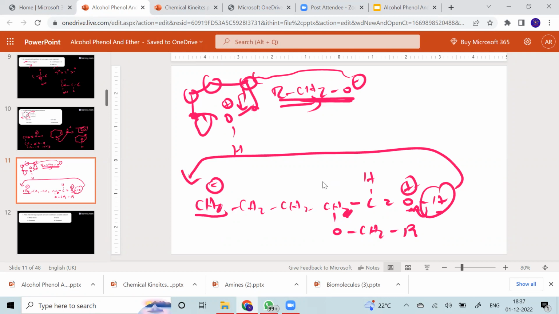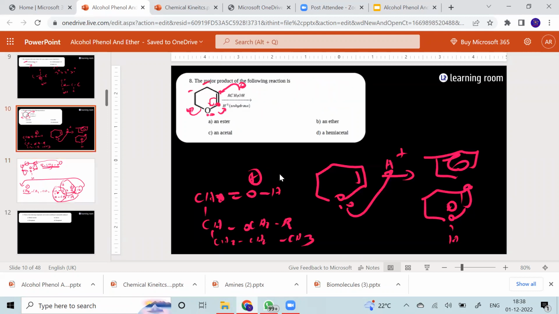So eventually what is going to happen? This entire part is going to become CHO, and this part becomes your ether, CH2O, CH2R, the OC bond is there. So that should be the answer for this question. But there is no way that it is part of your syllabus. Okay, don't worry. Fine, next.